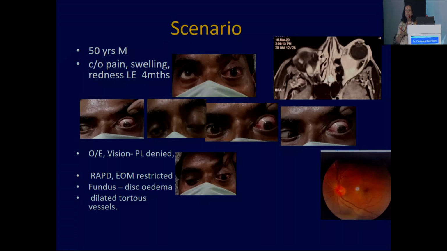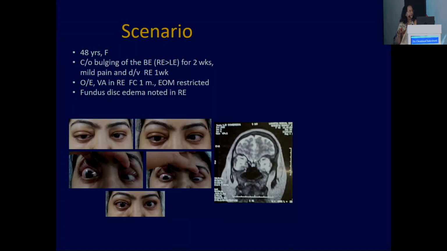It is going almost up to the orbital apex. Involvement of the superior orbital fissure and orbital apex will give you the clue that it is a case of total ophthalmoplegia with optic nerve involvement. The patient improved with corticosteroid this time, but the vision we lost just because we could not diagnose it before. This is what we commonly call Tolosa-Hunt syndrome, painful total ophthalmoplegia.